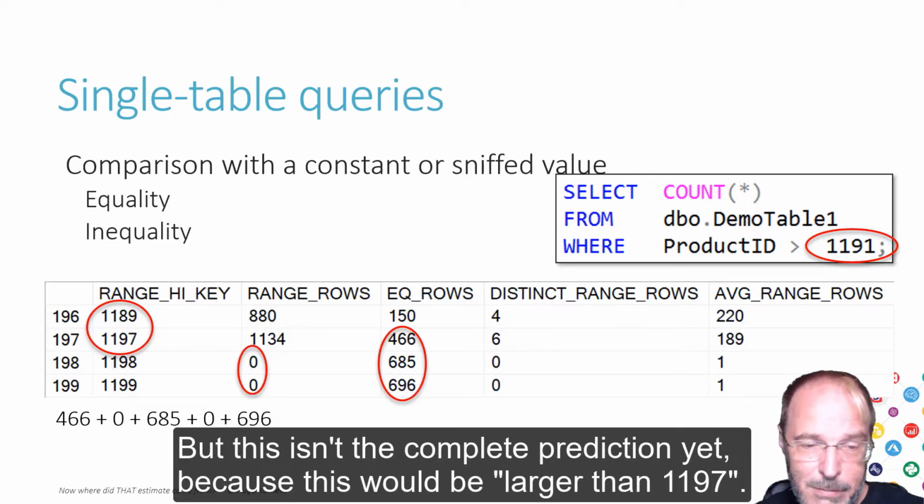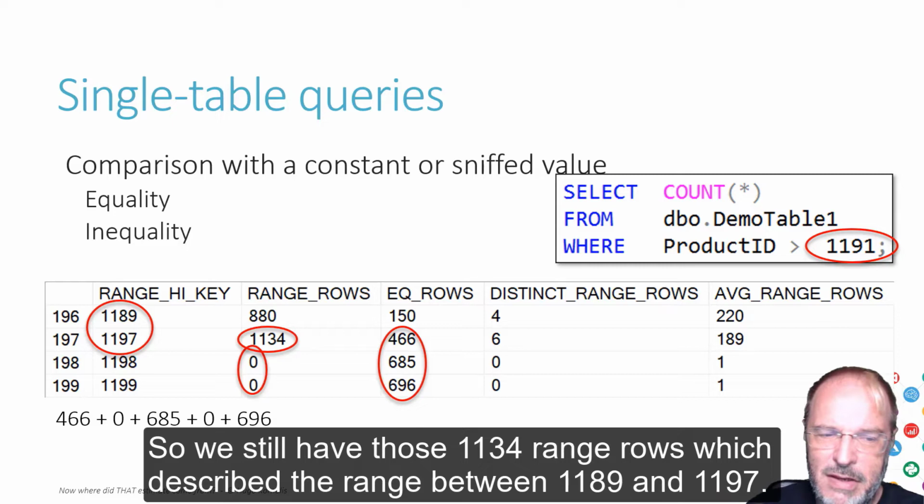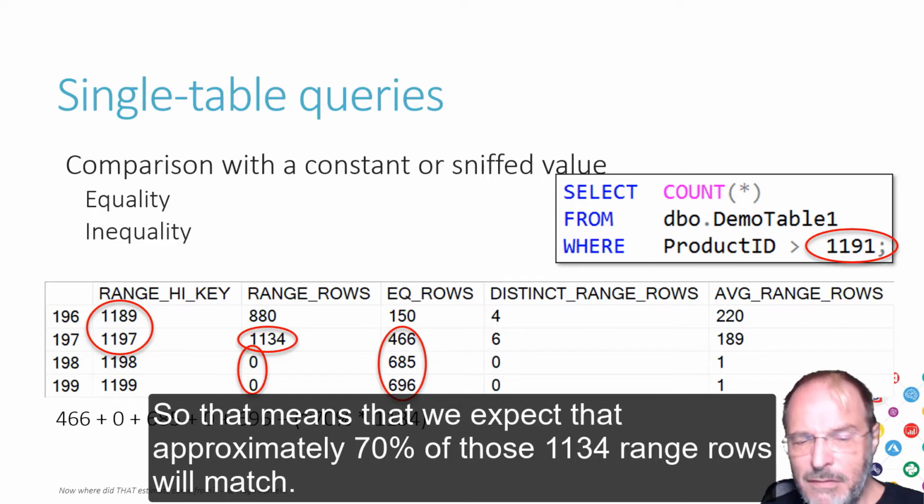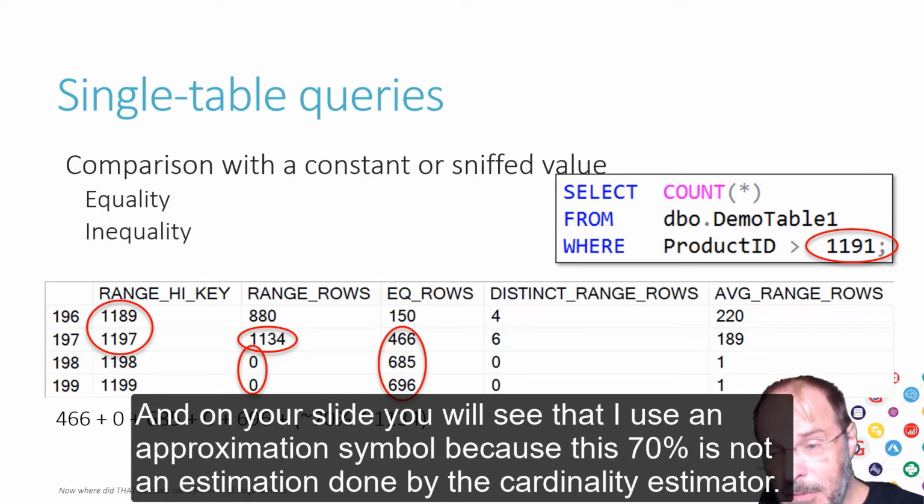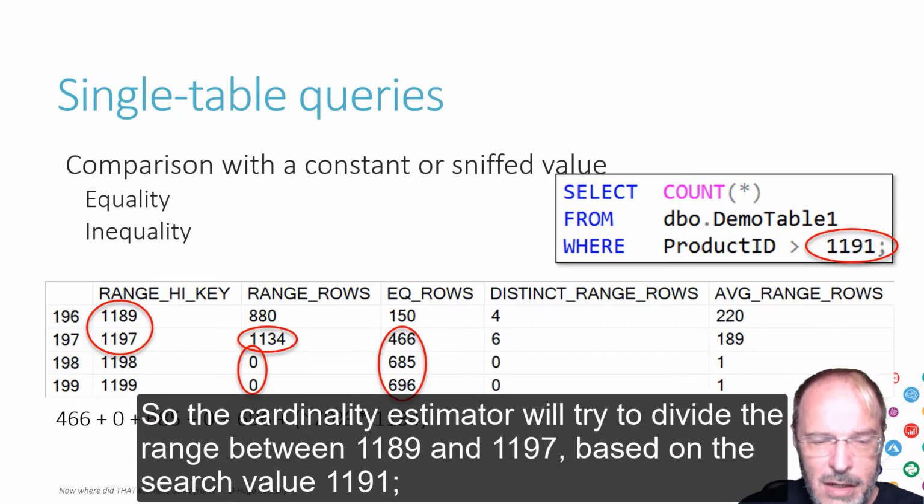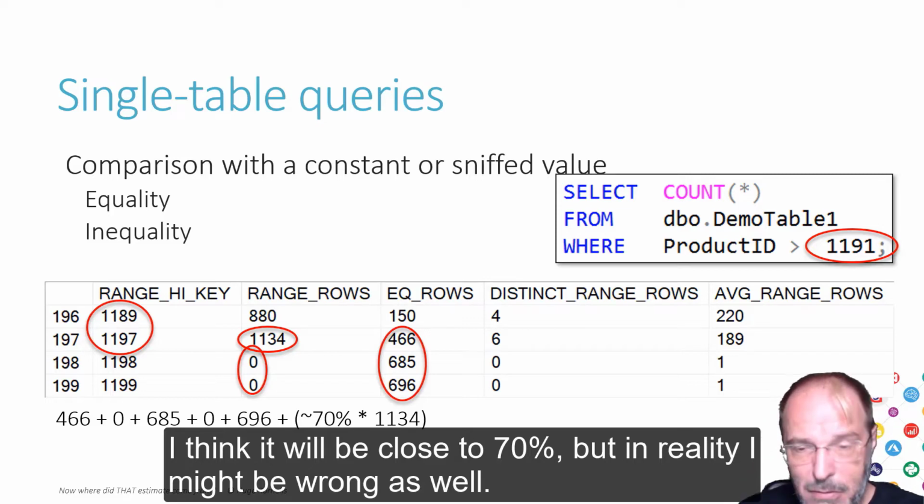But this isn't the complete prediction yet, because this will be larger than 1197. So we still have those 1134 range rows, which describe the range between 1189 and 1197. We assume uniform distribution. And 1191 is approximately at 30% of the range between 1189 and 1197. So that means that we expect that approximately 70% of those 1134 range rows will match. On your slide you will see that I use an approximation symbol because this 70% is not an estimation done by the cardinality estimator. This is an estimation done by me of what I think the cardinality estimator will do. So the cardinality estimator will try to divide the range between 1189 and 1197 based on the search value 1191. I think it will be close to 70%, but in reality I might be wrong as well.